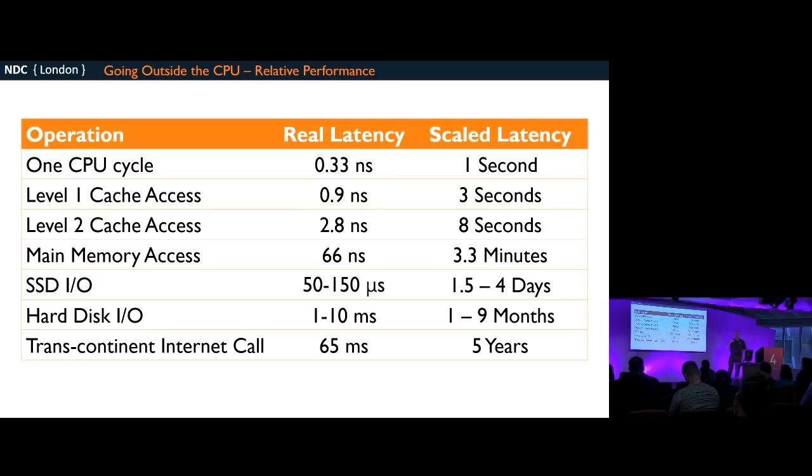Now that may seem pretty fast, but let's scale our time a bit so we get a better sense of what that means. In my 3 gigahertz CPU, one clock cycle is 0.33 nanoseconds. Let's just arbitrarily pretend it was 1 second, because a second's a unit of time we can get our head around. Well, if that's true, then to access level one cache takes 3 seconds. To access main memory takes 3.3 minutes. We'll be into questions time almost by the time that we can get a value back from main memory.